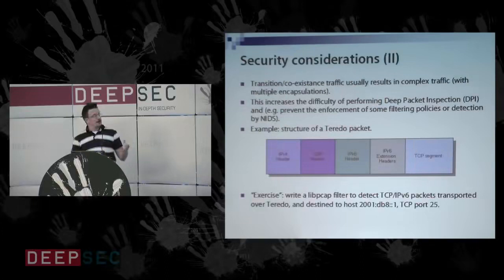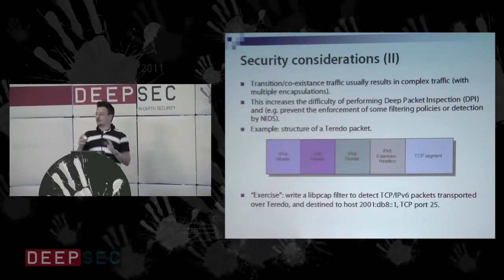Another consideration is the complexity of the resulting traffic. Here you have probably one of the worst examples. That's the structure of a TCP packet that is being sent on the network by using the Teredo transition technology. The point is that the resulting packet may be very, very complex, with lots of headers. As an exercise of how complex this can be for security devices, just try to implement a libpcap filter, for example, detecting traffic sent to a specific TCP port in this case, and it might get a little bit off.